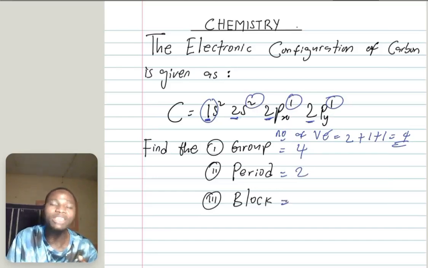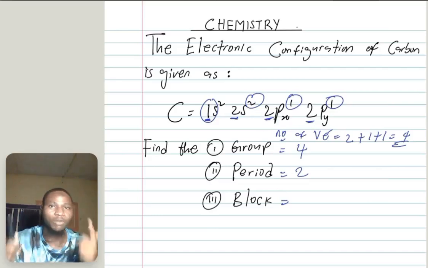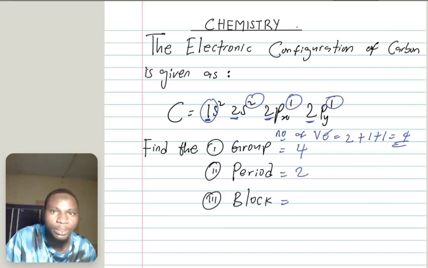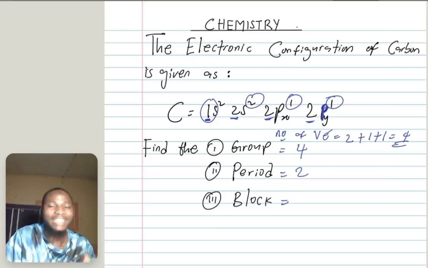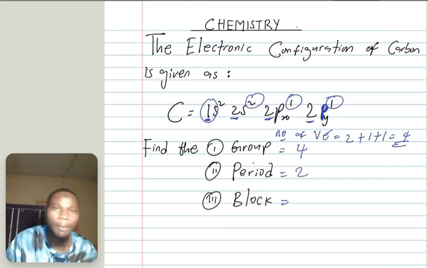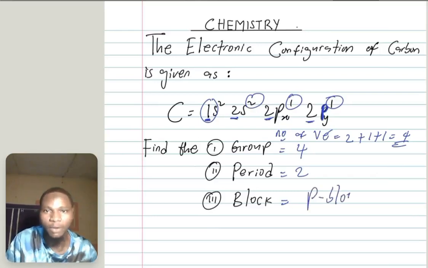Now, what block does it belong to? It's very easy. Can you tell me the orbital that is ending this configuration? That's p orbital. So because this p orbital is ending it, therefore we say this carbon belongs to the p block. And that is that.